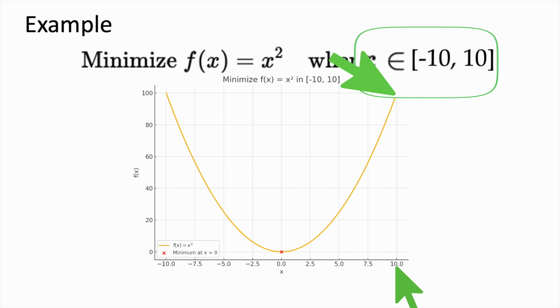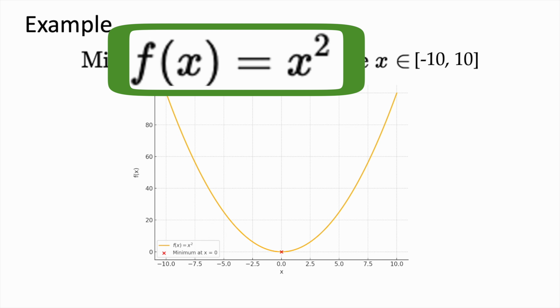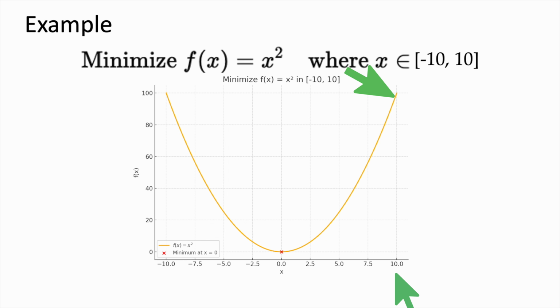Even with this new range, the minimum value of f of x still occurs at x equals 0. As x takes on negative values, f of x becomes large again. That's because the function is x squared, and squaring a negative number gives a positive result. For positive values of x, the value of x squared increases as x increases. So whether x is negative or positive, f of x grows larger the farther we move away from 0.